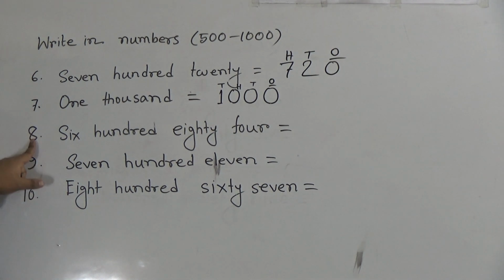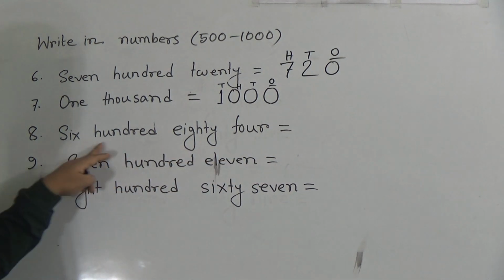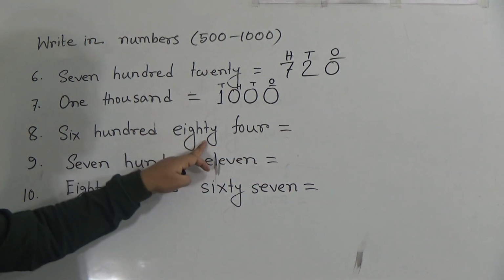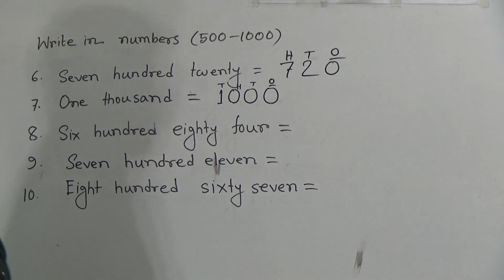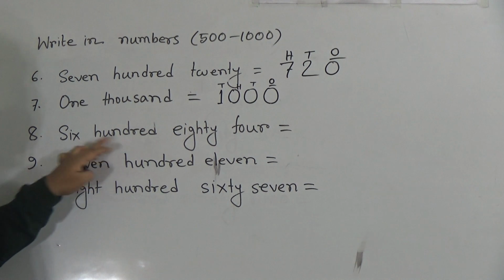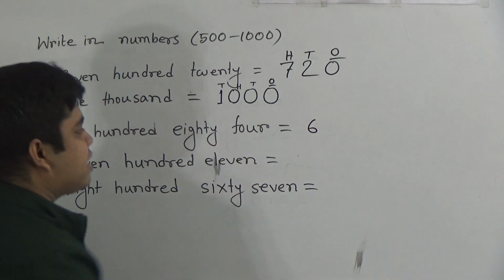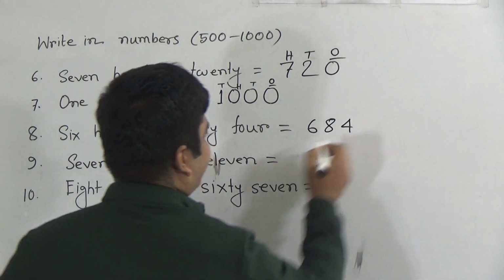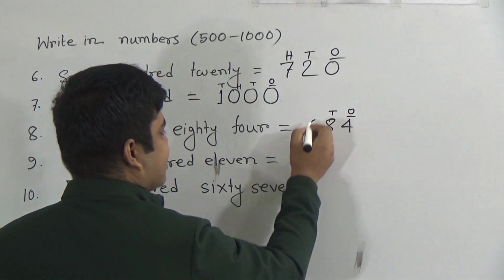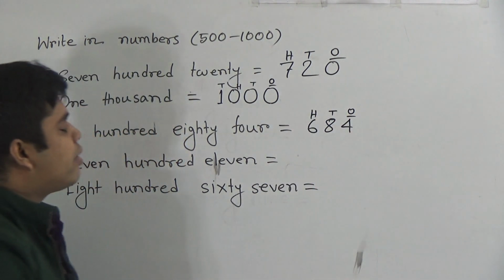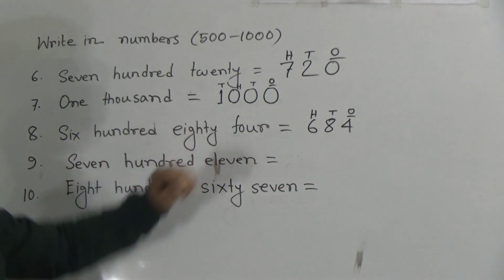Okay, question number 8, 684. Notice here the hundreds place, tens place, and ones place. 3 places are present. So we write 600, so write 6 first. Then 84, write 8 and 4. So 4 is in the ones place, 8 is in the tens place, and 6 is in the hundreds place. So now read 684. So our one is correct.